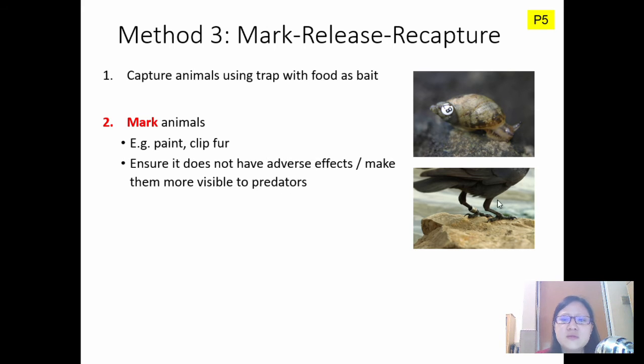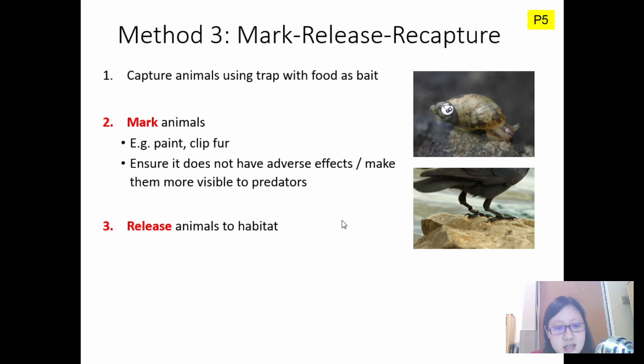Now, other forms of marking could be like this tag on bird's claws. This is quite a common sight to see, especially in the UK. A lot of geese, a lot of swans have this tag, and that's how they keep track of the animals, okay? So yeah, that's marking the animals. And this is called the mark, release, recapture method.